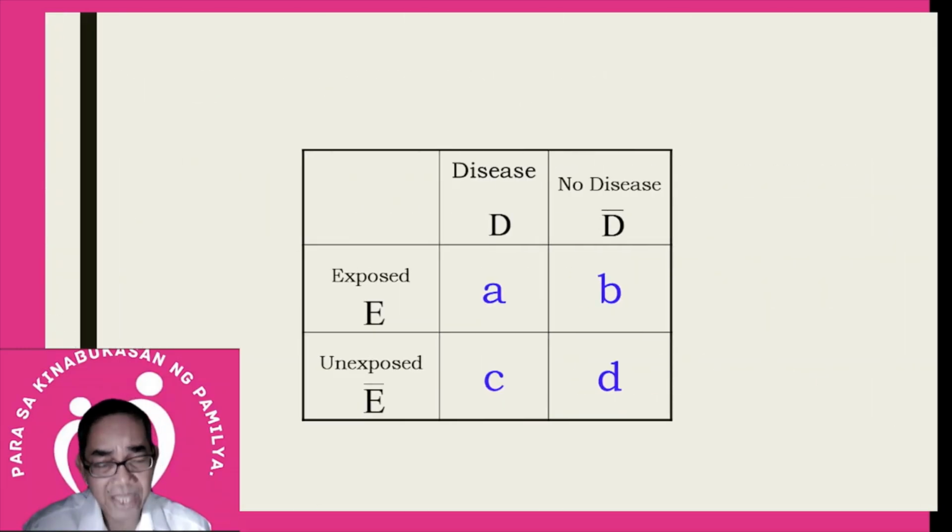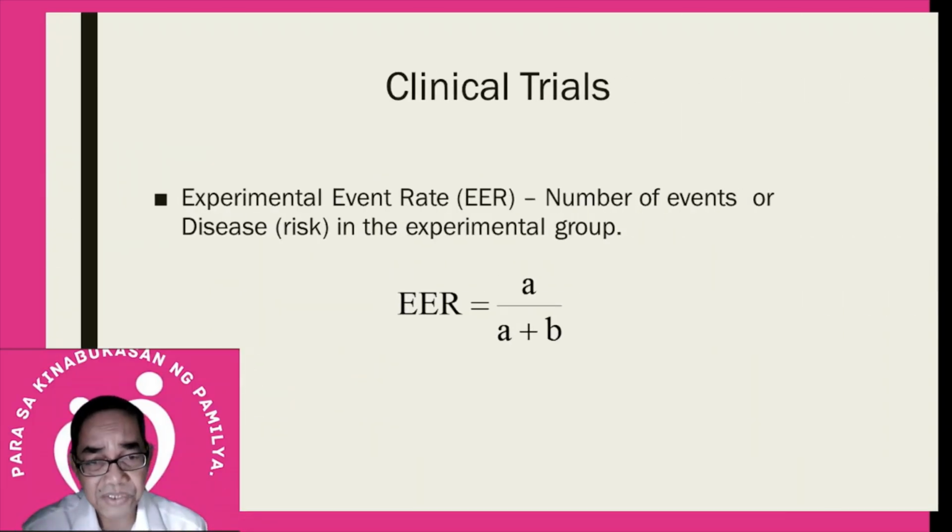Okay, so again, we'll make use of this table, the same table that we used when we talked about observational studies. And then this is the formula for the experimental event rate. You will note that this formula is the same as the incidence of the disease among the exposed, except that we now call it the experimental event rate. So the number of people, the A and the B, are people given the intervention who among them will still have the disease. So the same formula as the incidence of the disease among the exposed.